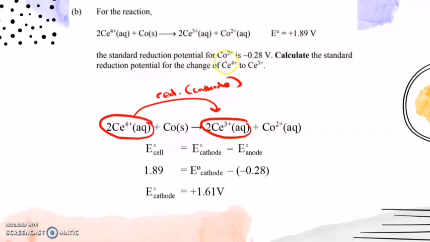The standard reduction potential for Co2+ is already given, so we apply E° cell equals E° cathode minus E° anode, and we already have the value of E° anode. Just substitute into the formula and we will get the final answer equal to positive 1.61 volt.